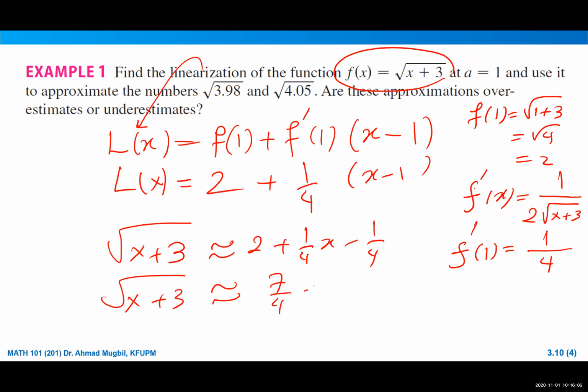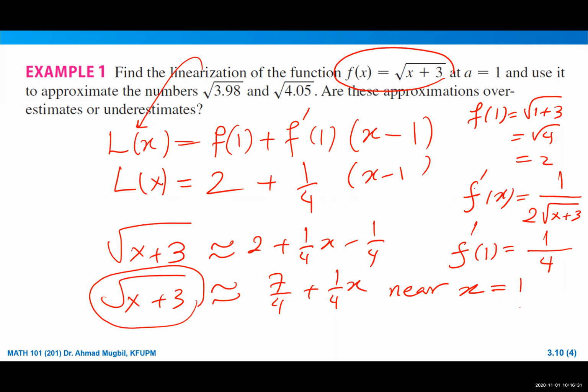7 over 4 plus 1 over 4. Yes. So this non-linear function is approximately equal to this linear function. Now, this is not always true. This is just when we are very close, near x equals 1, for values of x very close to 1. If we are far away from 1, it could be different.